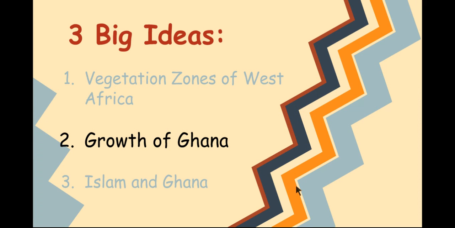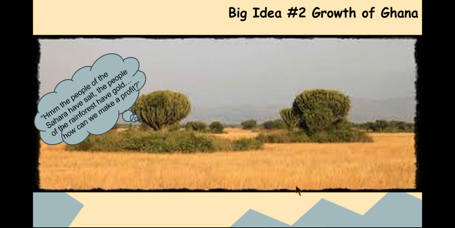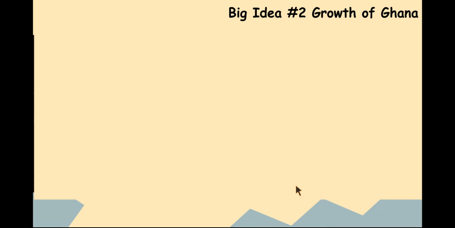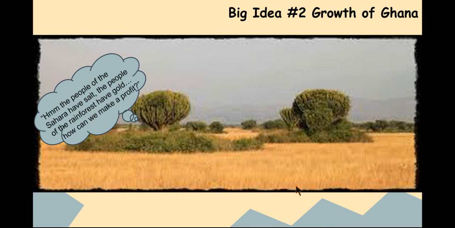Okay, so we talked about the vegetation zones. Now we're going to get into the growth of Ghana. So how did this civilization grow? Well, if you remember here, we have the people in the savannah that are thinking the Sahara has salt, the people in the rainforest have gold. How can we make a profit?